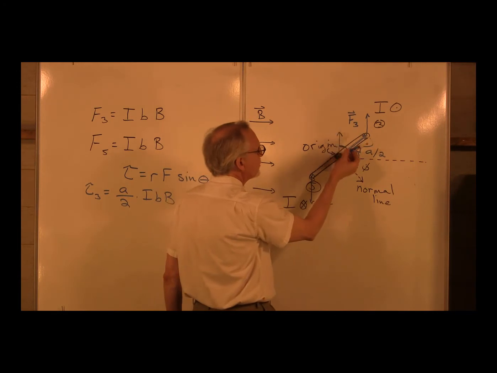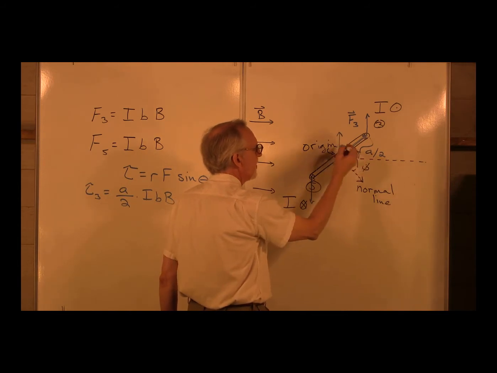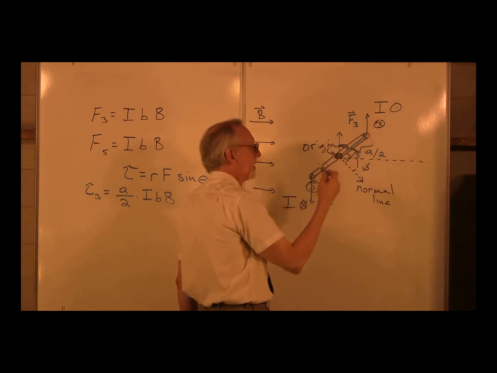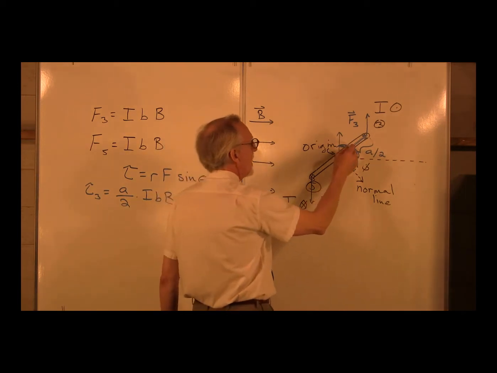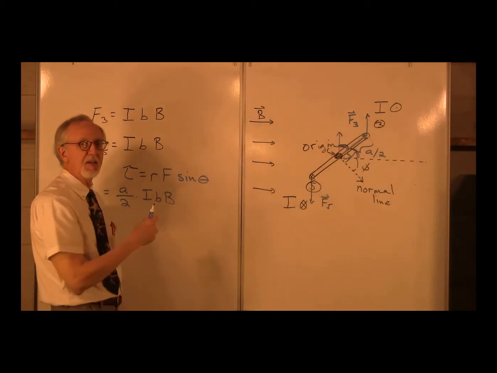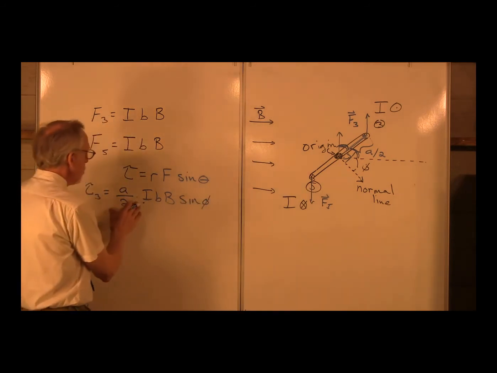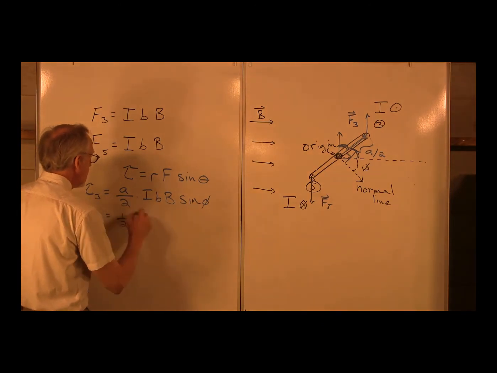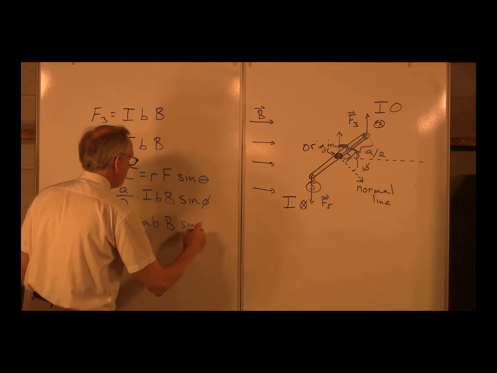Now the force is perpendicular to the magnetic field line this way. So that's a 90 degree angle. If that is 90 minus phi, what's that? The angle we're looking for is 90 minus (90 minus phi), which is phi. So the angle we're actually looking for, this theta, is phi. So we have sine phi. What does this leave us? We'll just write this as 1/2 I a b B sine phi.